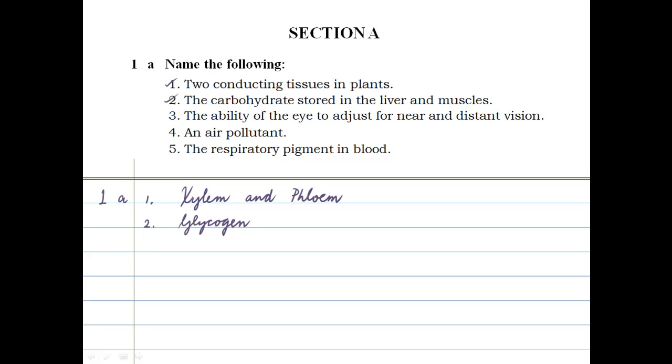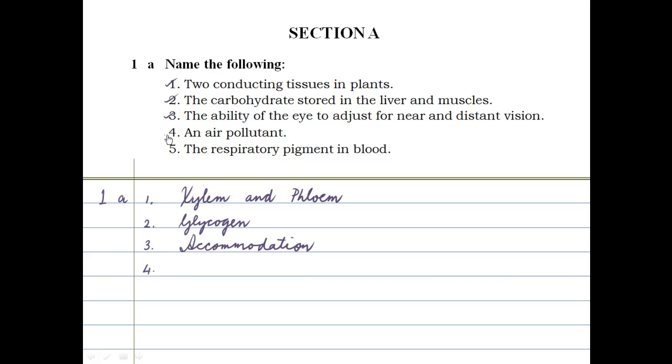The ability of the eye to adjust for near and distant vision. If you can remember what that was, that's accommodation. Now, as you're writing this, you should remember that accommodation involves the ciliary muscles, contracting to make the lens thicker and relaxing to make the lens thinner. Thicker to see close by objects and thinner to see far off objects. That's accommodation.